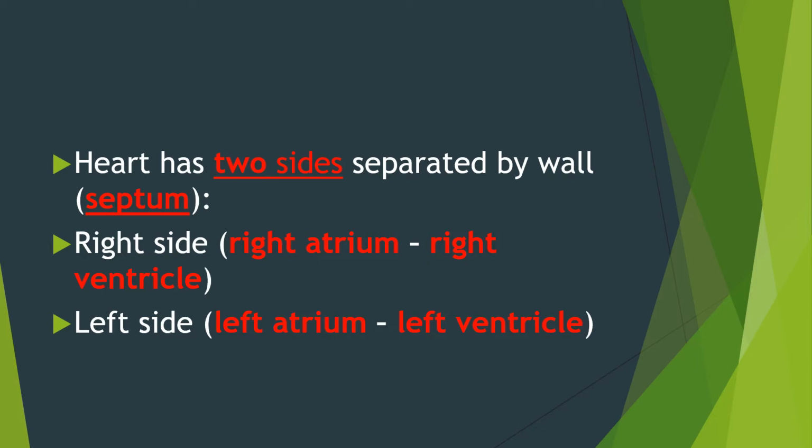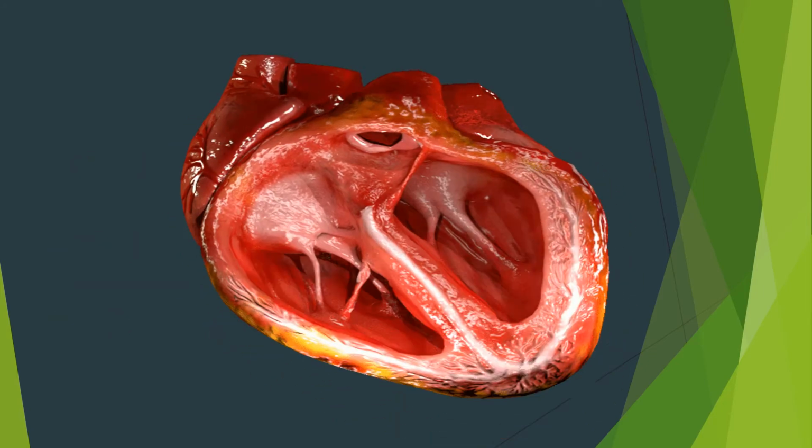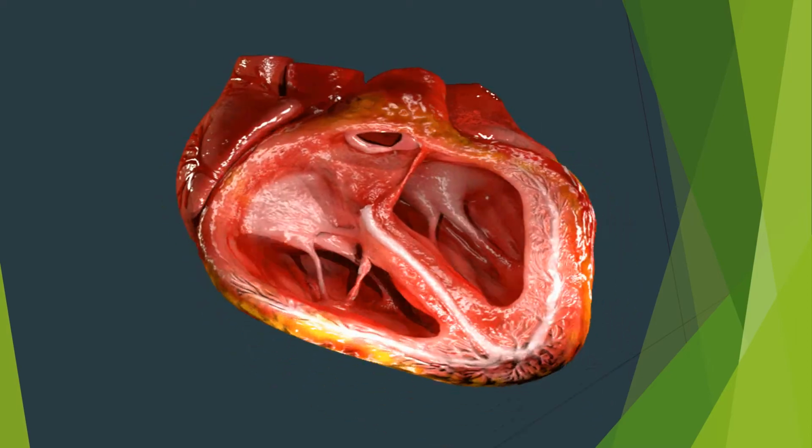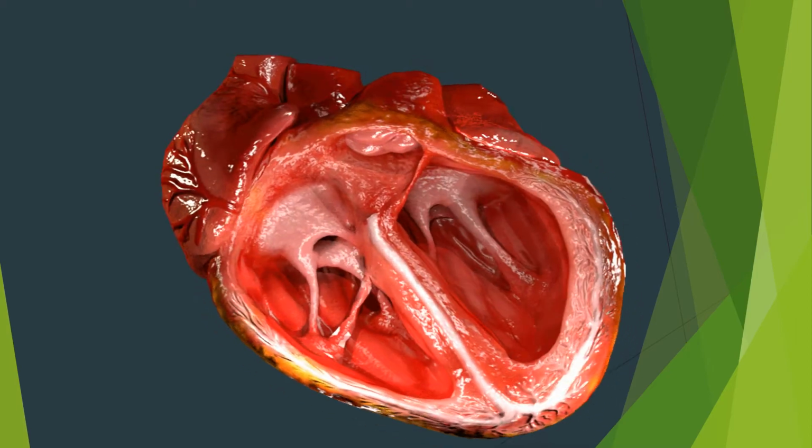The heart is divided into 2 sides too. They are separated by a wall or septum. We have the right side that consists of the right atrium and right ventricle. The left side consists of the left atrium and left ventricle. This is a section in a human or mammalian heart. This heart is pumping the blood to all body parts.